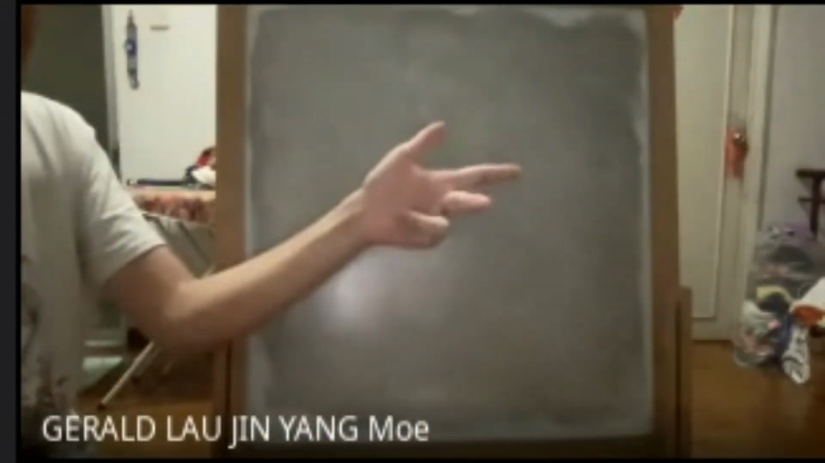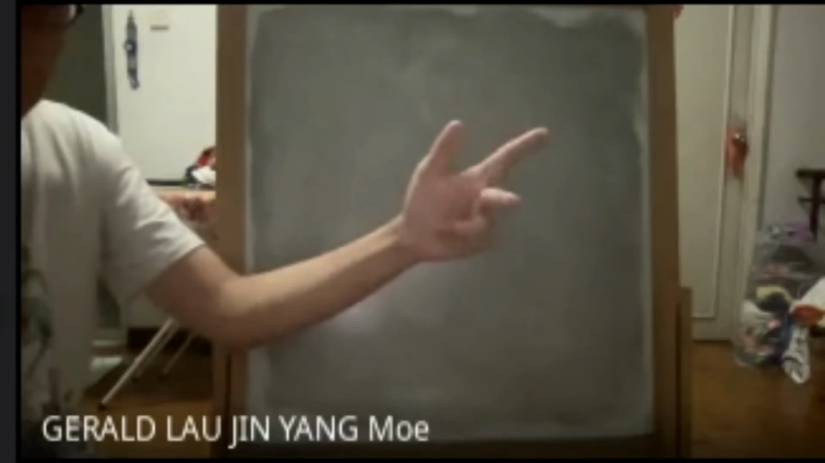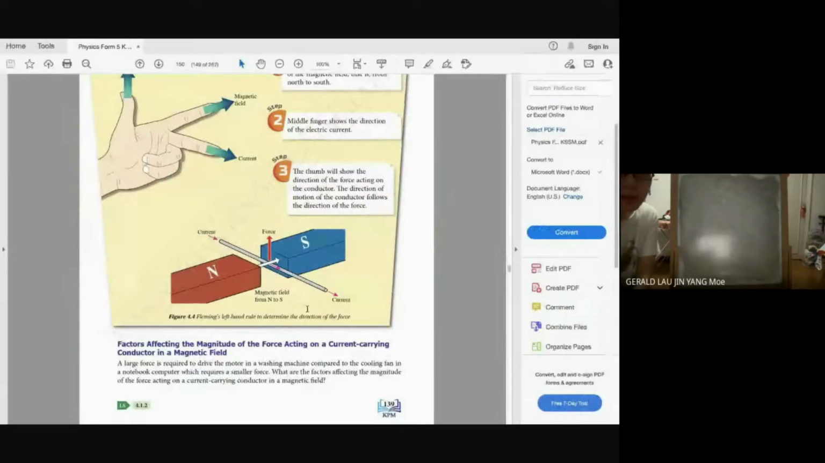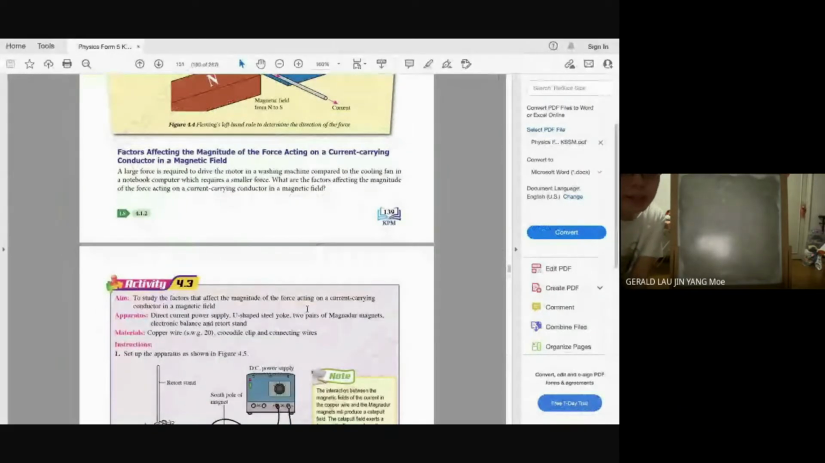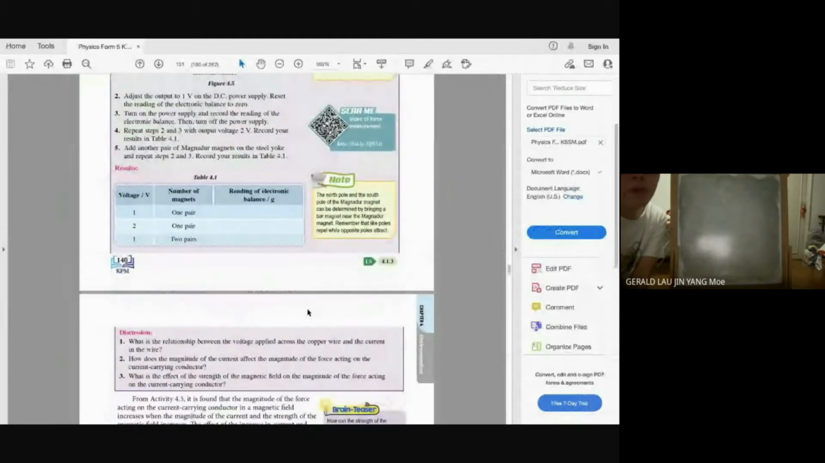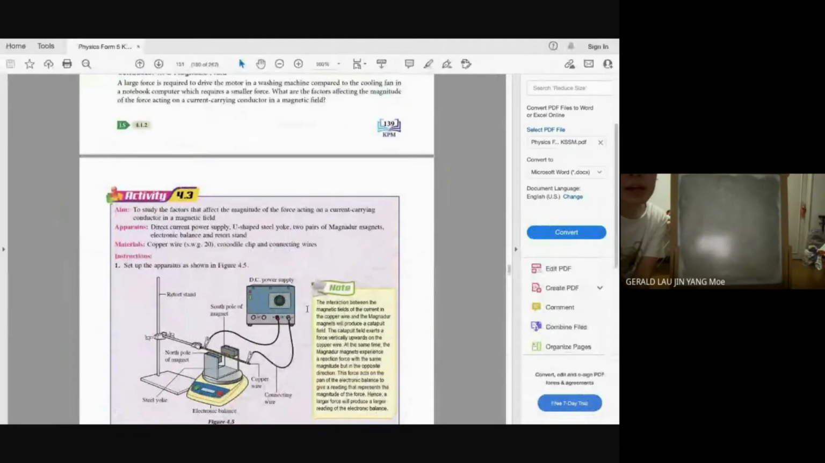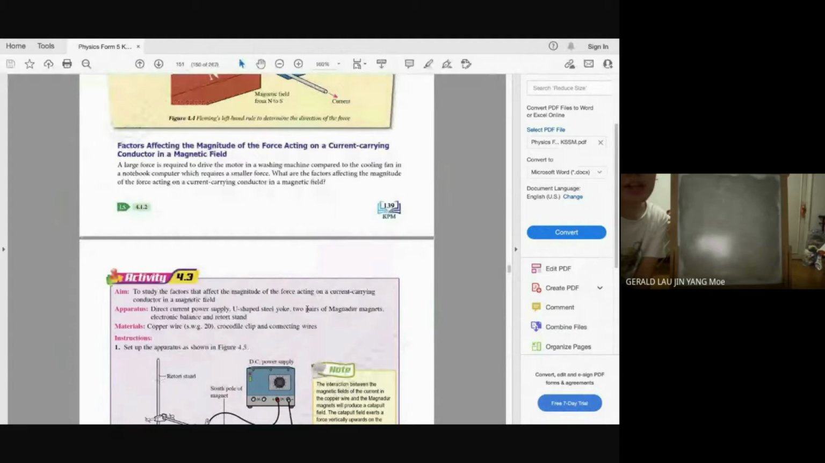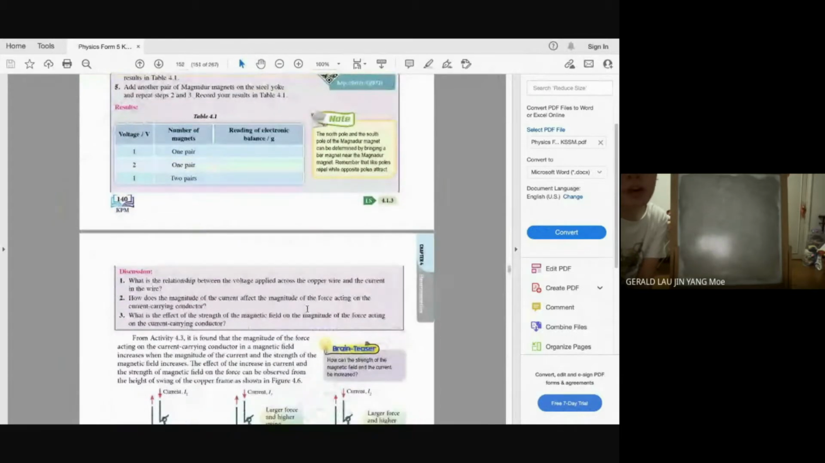Okay, like this. Good. Very easy only, actually. That's why I say electromagnetism is easy. Now we have a few factors affecting the strength of the magnetic field.